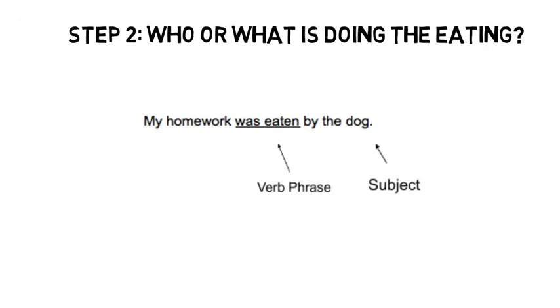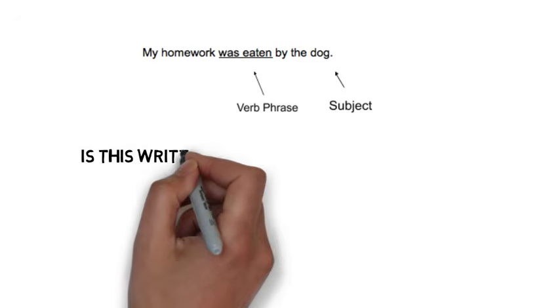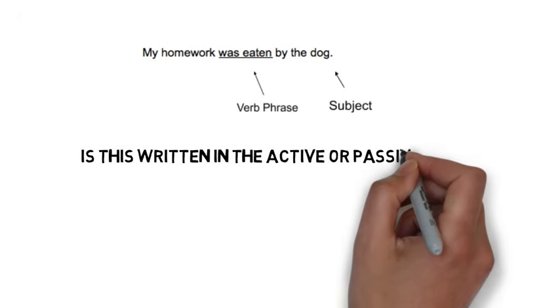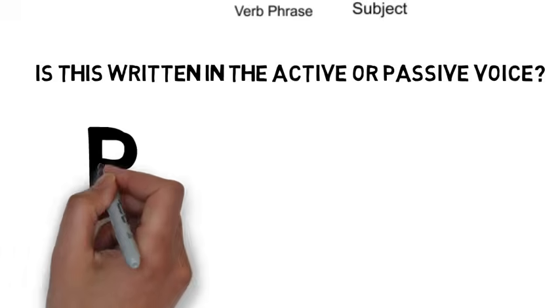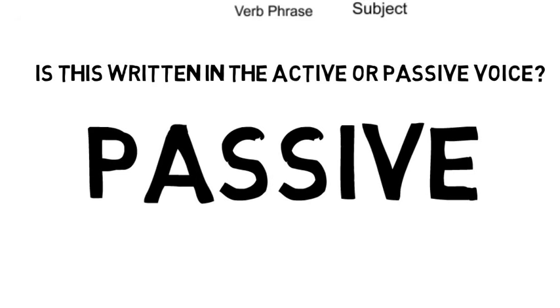Since we know the verb phrase is was eaten and the subject is dog, here's the final question. Is this sentence written in the active or passive voice? Remember, the subject comes before the verb if it is active and after the verb if it is passive. You have 5 seconds to think. Go. If you guessed passive, you are correct.